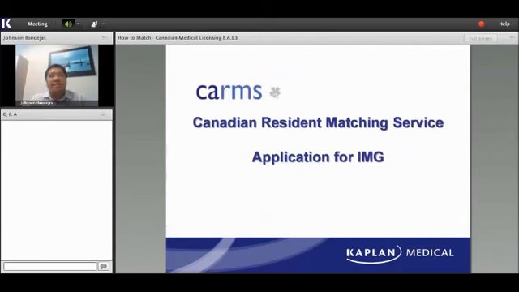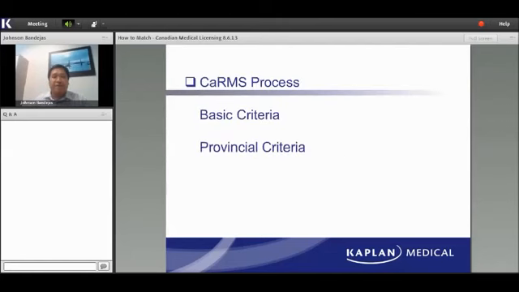Now, once you have passed all your examinations, your MCCEE, your QE1, your QE2, the next step will be to apply for the residency matching system at CARMS, or Canadian Resident Matching Service. Now, as an IMG, you have to get approval for the basic criteria and the provincial criteria.